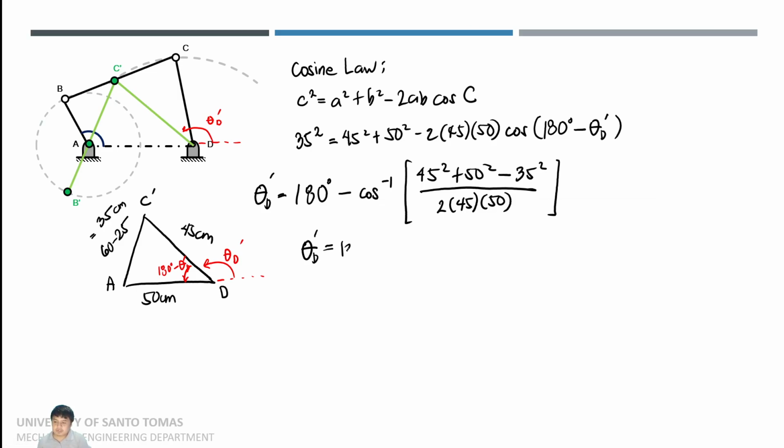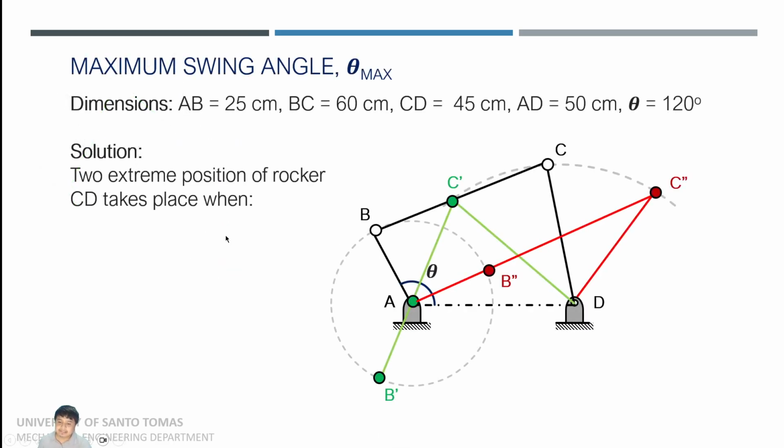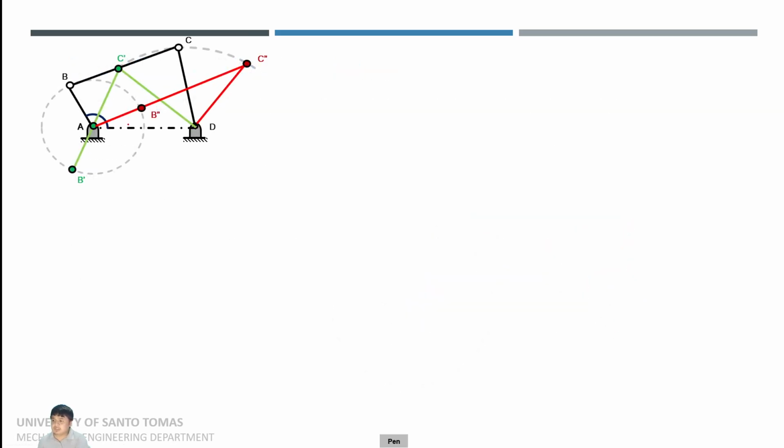So theta D prime is 137.17 degrees. Now we can also find the angle at this portion. Let's say this is angle theta D double prime; if we deduct this by theta D prime, we will get the maximum swing angle. Let me do that again. We can form another triangle whose sides are all defined, and we can find the angle here, which is also relative to this angle.